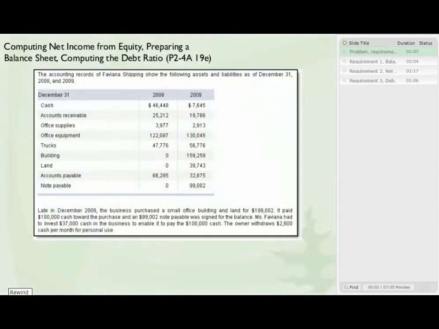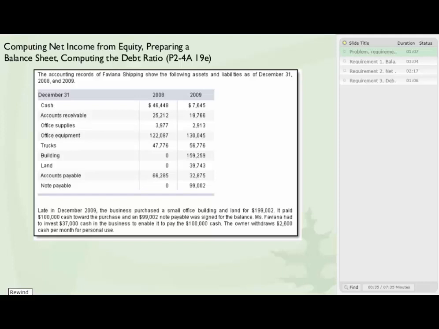The accounting records of Viviana Shipping show the following assets and liabilities as of December 31st, 2008 and 2009, and you see the information appearing in the table on the screen. Late in December 2009, the business purchased a small office building and land for $199,002. It paid $100,000 cash toward the purchase, and a $99,002 note payable was signed for the balance.